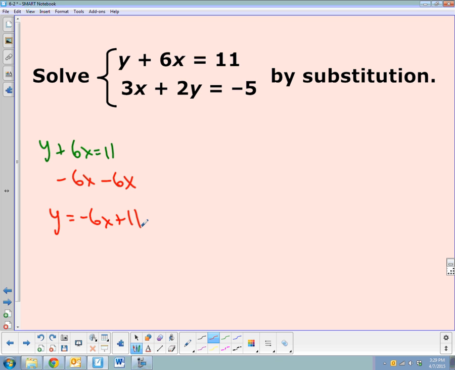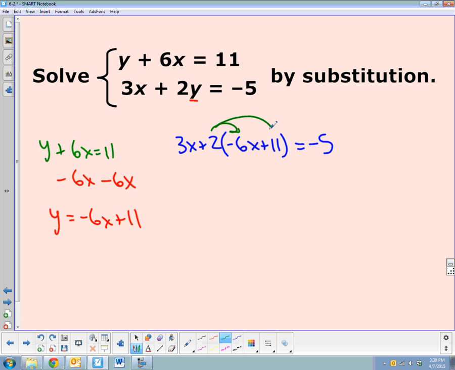Now I can substitute. I can say y is the same as negative 6x plus 11. There's a y right there. I see it, and so I'm going to substitute. I'm going to say, well, 3x plus 2y. Well, it's not y, though, right? It's y is the same as negative 6x plus 11. 3x plus 2 times the quantity negative 6x plus 11 equals negative 5. So I replaced y with negative 6x plus 11. I substituted that in. Now I'm going to solve for x. I've got one equation, one unknown.